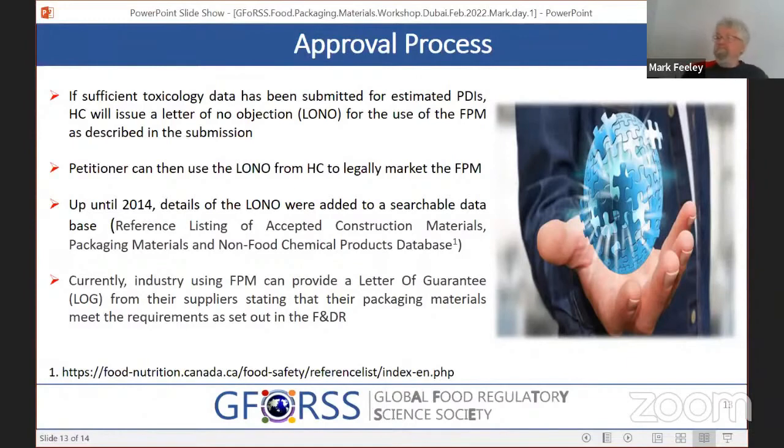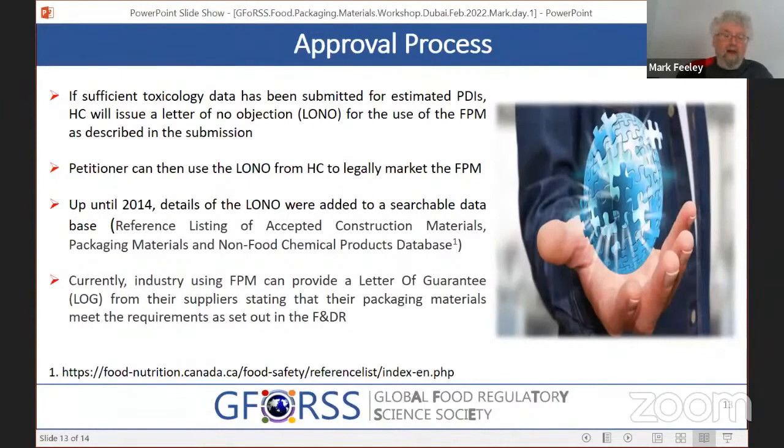So overall, if all the information has been submitted to Health Canada with the estimated potential daily intakes and the required toxicology data is sufficient, Health Canada will issue something known as a letter of no objection. It's the department's way of saying you have fulfilled the requirements of the Food and Drugs Act and Division 23 of the regulations, and we have no objection to the use of this particular packaging material.